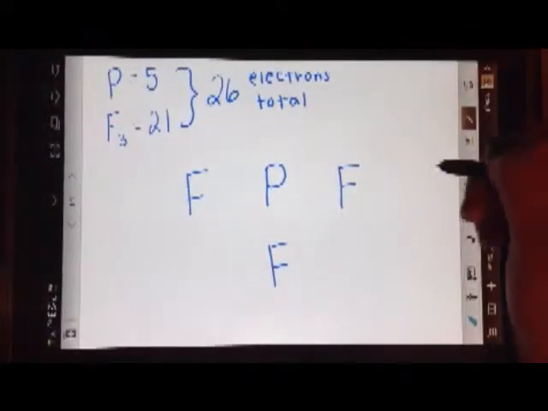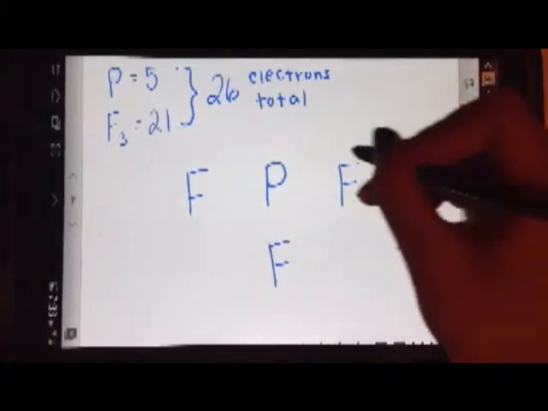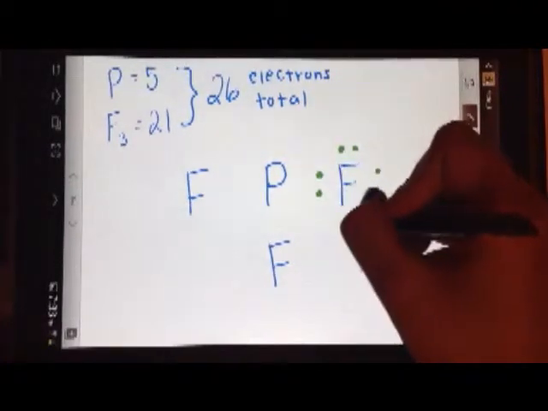Now start to sort out the 26 valence electrons. Remember, each element needs to have 8 electrons.